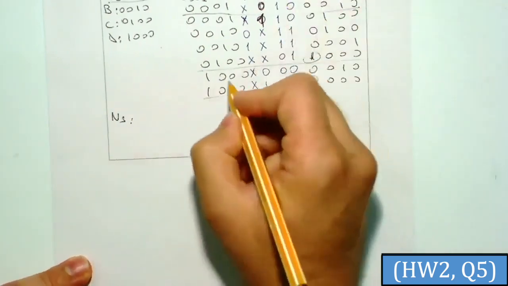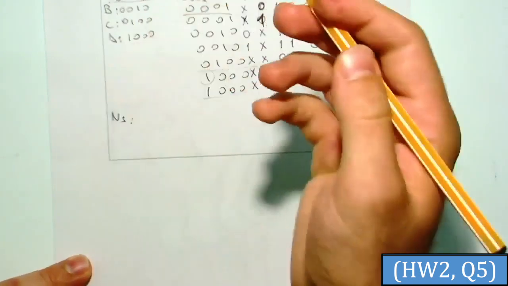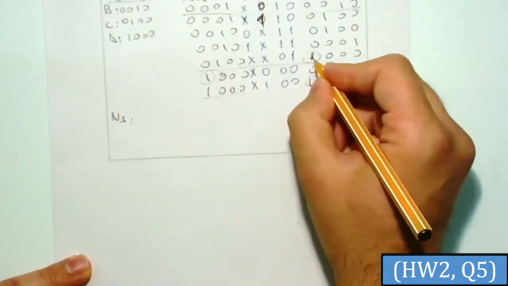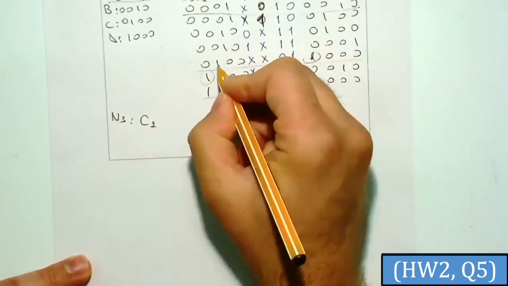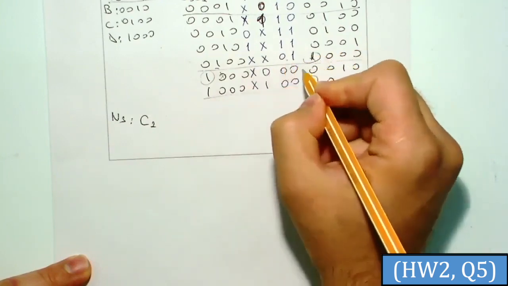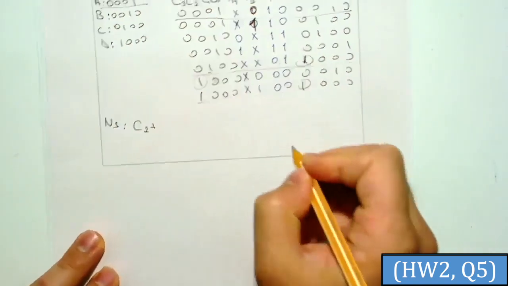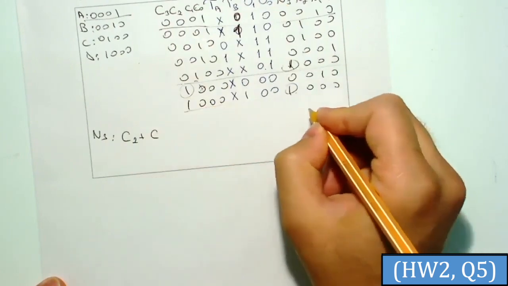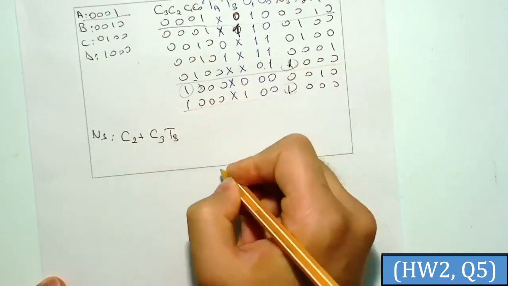For the one-hot encoding, this means that if one of the bits in the input is 1, then the rest should be 0. So we can regard them as don't cares. So when the entry is 1, this means that C2 is 1, and that's it, I guess. Let me do a sanity check here. All right, the second one is when N3 is 1 and C3, and also TB, I guess.